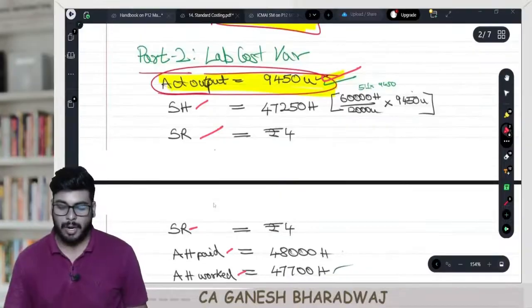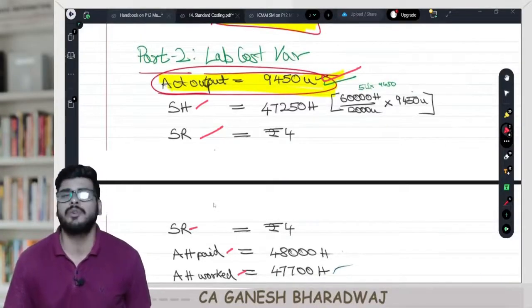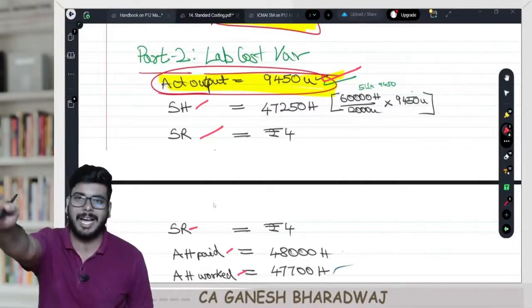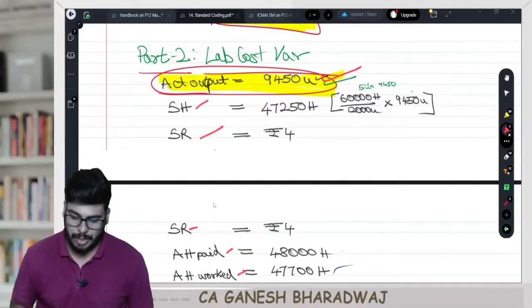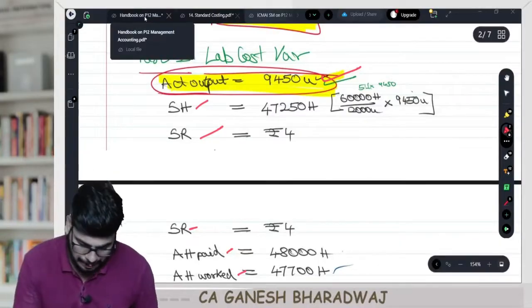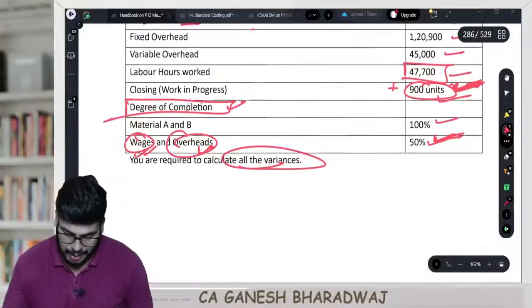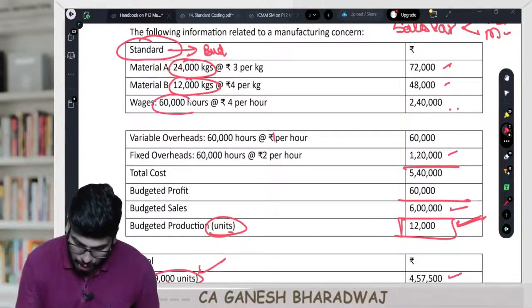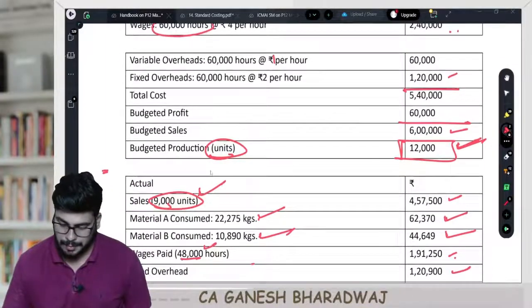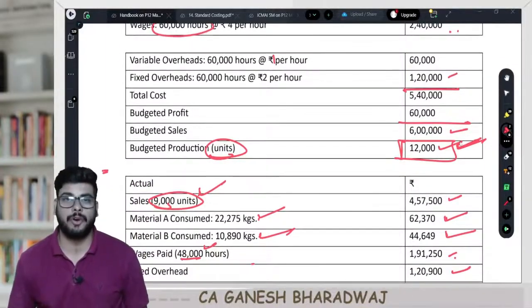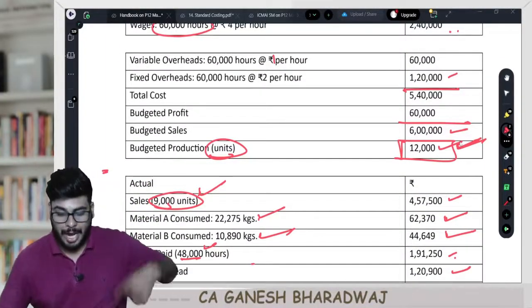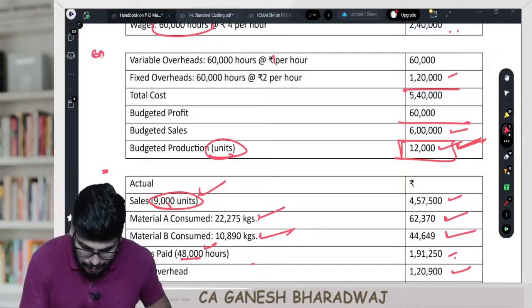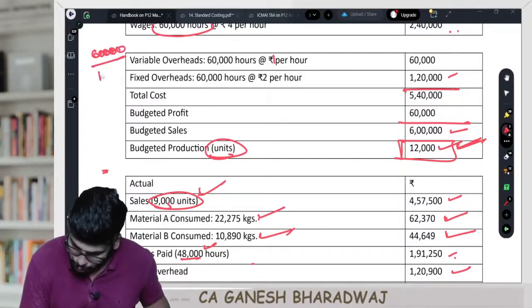Now guys, what is going to be the standard hours? What do you mean by standard hours? For me to get the actual output, how many hours I should have spent? Now look at the question. What have they given? The budgeted data. Go to the budgeted data. You are allowed to take 60,000 hours to get an effective output of how much? 12,000 units.